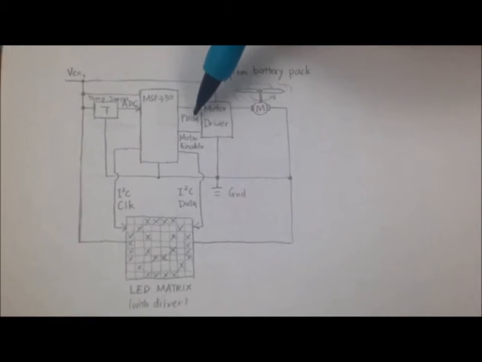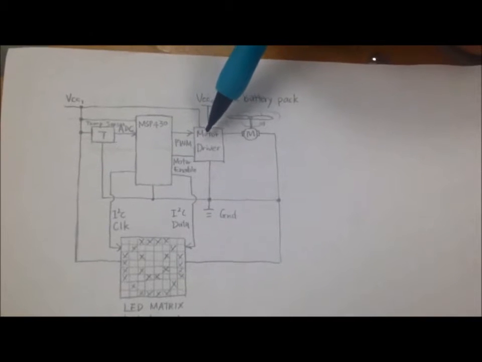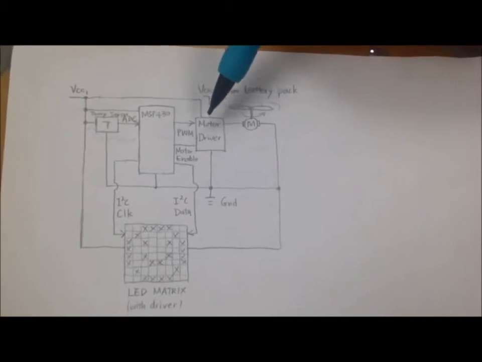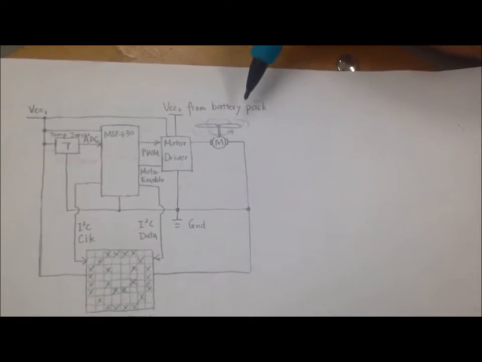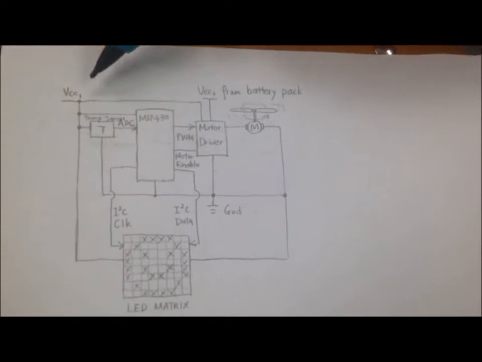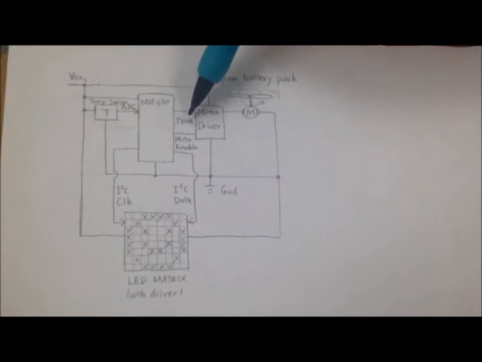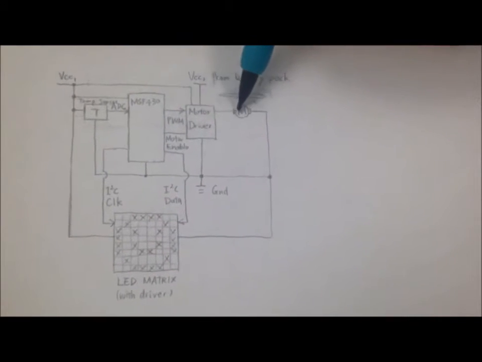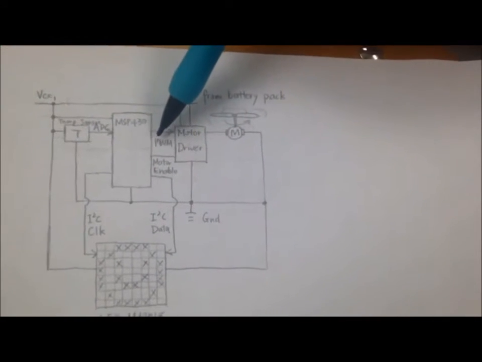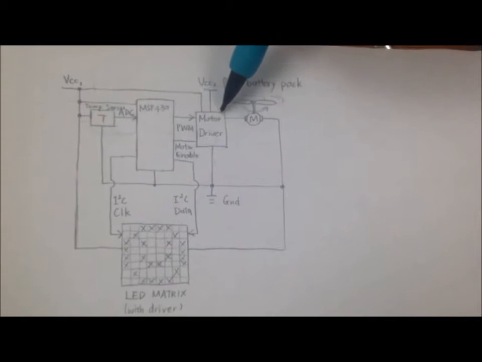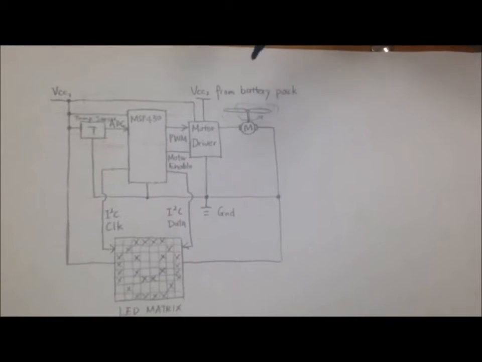The PWM inputs into the motor driver, and the motor driver outputs high to the motor using the power from the battery pack that's independent from the power of the MSP430. It is high when the PWM input is high, and it outputs low when PWM is low, and thus the PWM from the MSP430 to the motor driver can effectively control the speed of the fan on the motor.